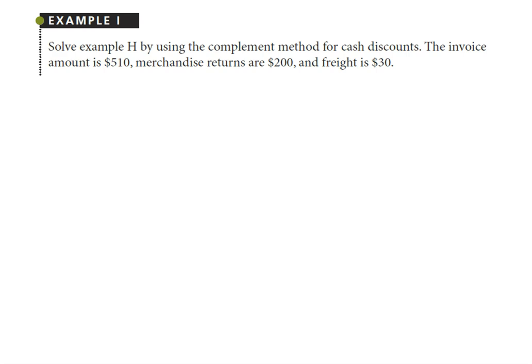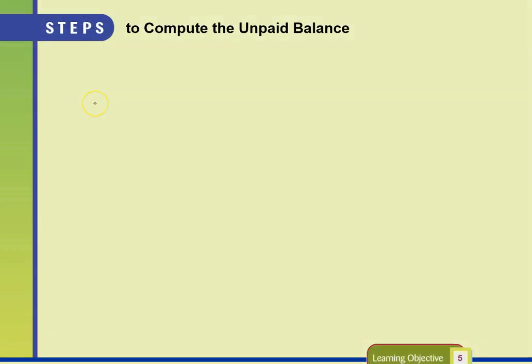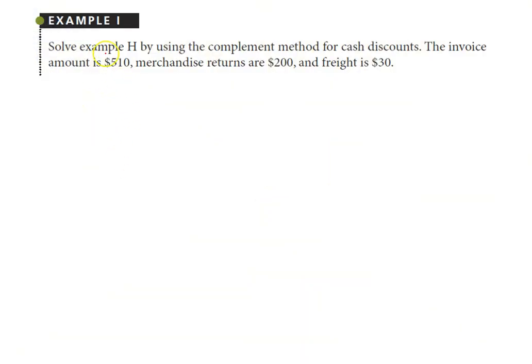And so let's take a look at this example by using the complement method for cash discounts. So the first thing we're going to do is to find our net purchase.